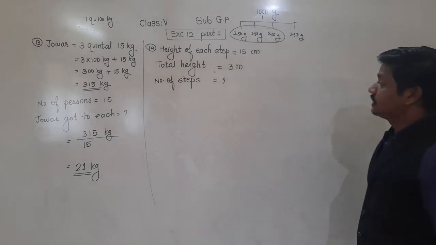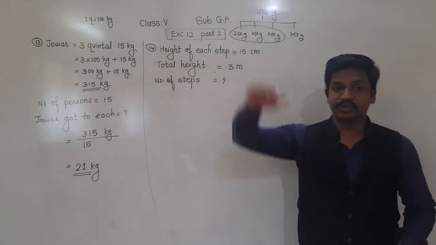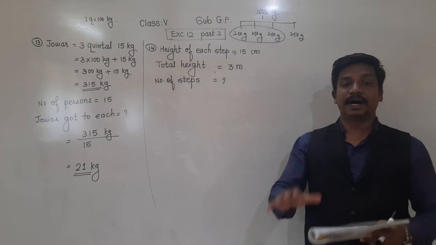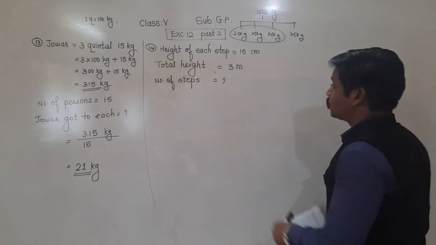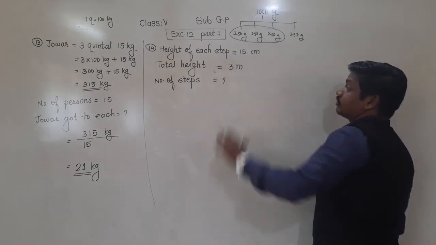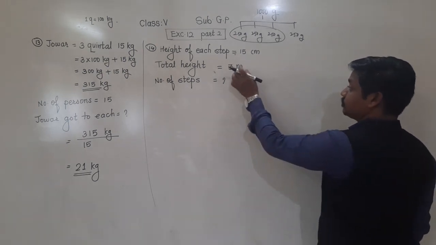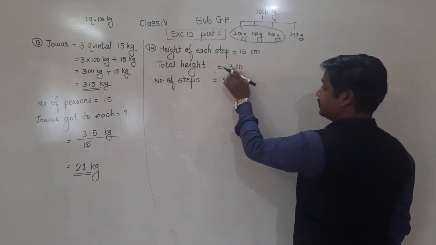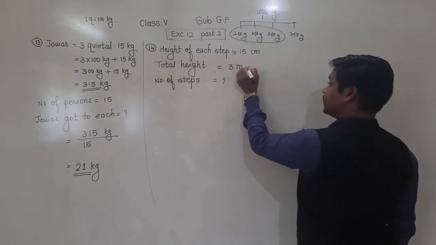Okay. Now see, obviously to find the number of steps, we need to divide the total height by the height of each step, right? But the total height is given as 3 meter, and the height of each step is given in centimeter. So we need to make the unit the same. Directly meter cannot be divided by centimeter. Meter also we need to convert into centimeter.